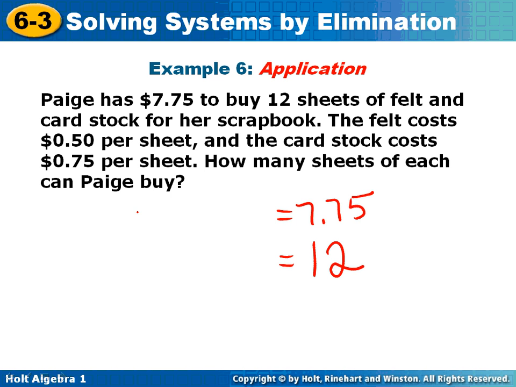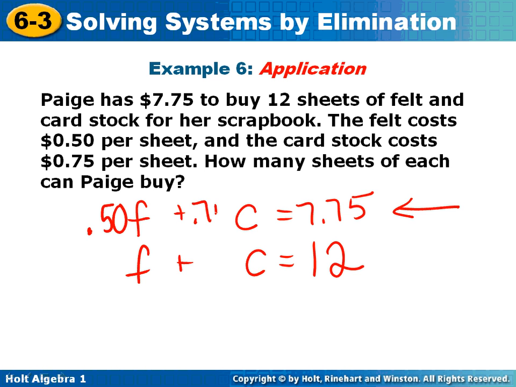She is going to buy felt. She's also going to buy cardstock. So I'm going to put felt and cardstock down for both of those. Okay, now on this top equation, it is taking into consideration the cost of the felt. The felt costs 50 cents per sheet, and the cardstock is 75 cents per sheet. The second equation is only talking about the number of sheets, and so I don't have to put the cost in front of those.